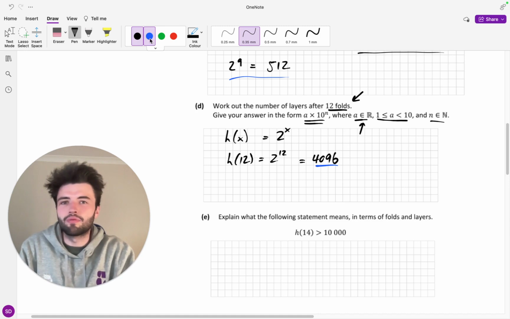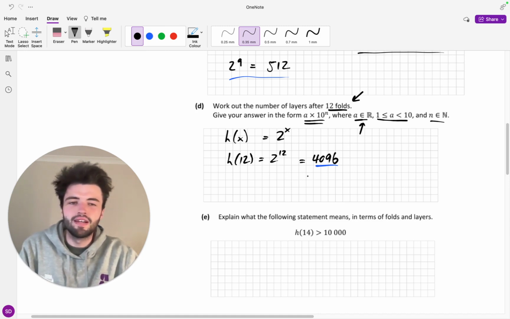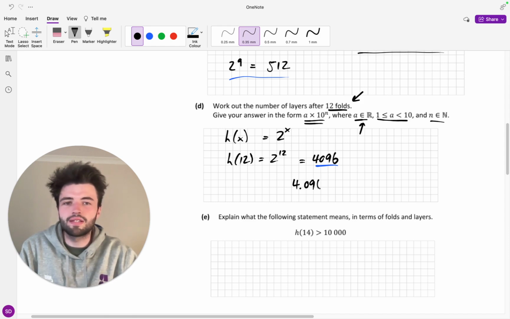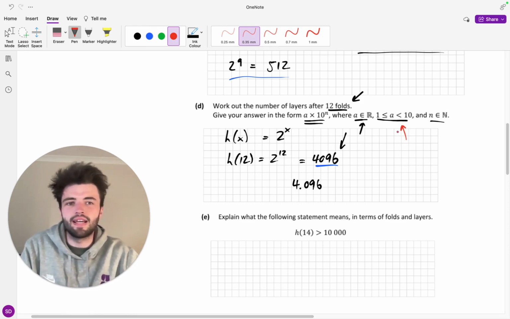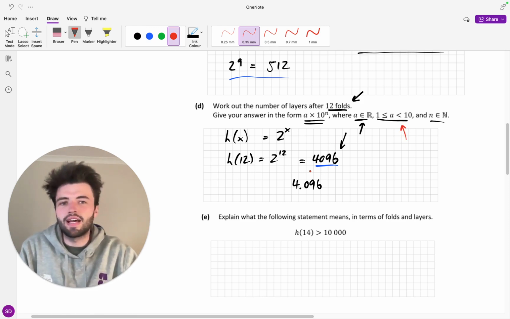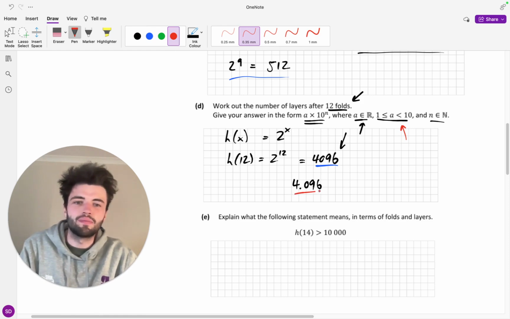And so basically what we're going to do here is just rewrite this in order to get a power of 10 as a part of the factorization. So the number we take out is going to be 4.096, because that is going to be our number, except that we just move the decimal point across until it's between 1 and 10, because that's a very important detail here, is that a is between 1 and 10. So we need the a out in front to be between 1 and 10, and so this is going to be our value of a.